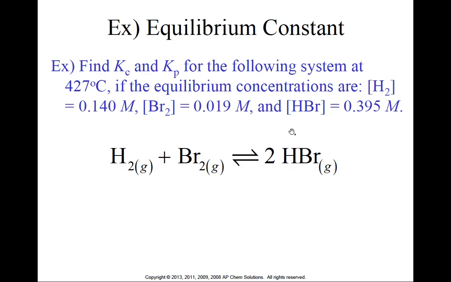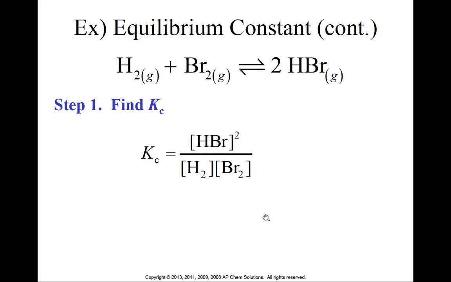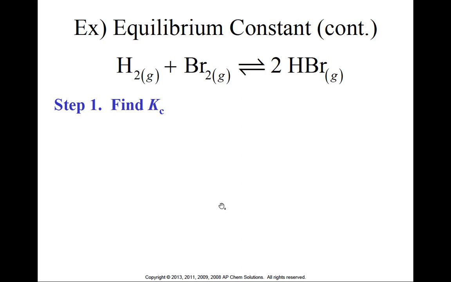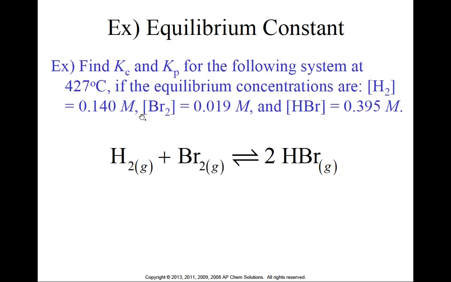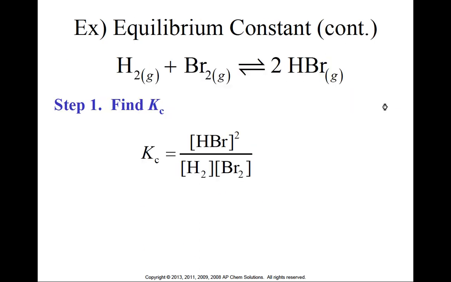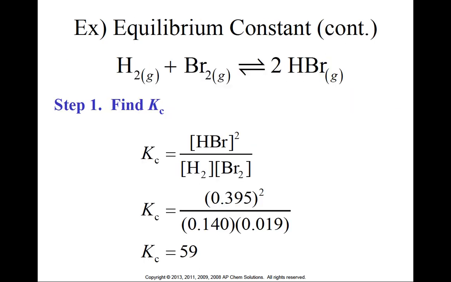So for this one right here, we want to find Kc for this reaction right here. So the first thing you're going to do is write your equilibrium expression. So go ahead if you want to and pause the video right quick and write out this equilibrium expression for this reaction. So here's your expression: the concentration of hydrobromic acid squared divided by the concentration of hydrogen times the concentration of bromine. Go back to the problem at hand and plug in your concentrations for each one of these. And you solve for Kc.